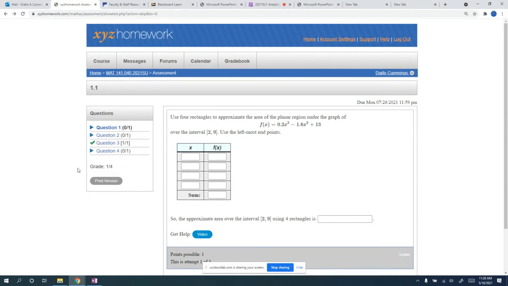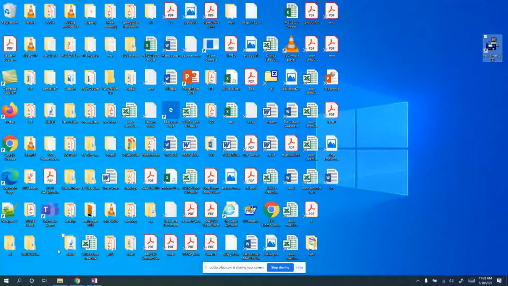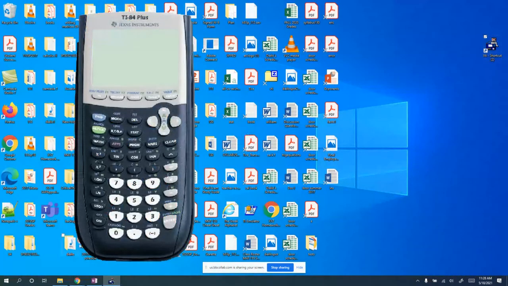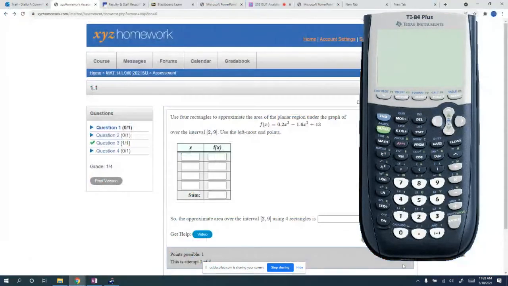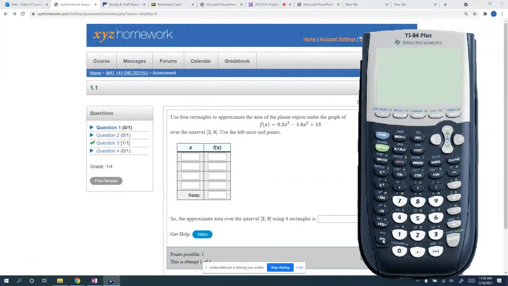All right, so the first thing I'm going to do is, even though the problem doesn't ask for it, I want to get a visual representation of our actual problem. So I'm going to bring up the graphing calculator, which is here. And I'm going to graph.